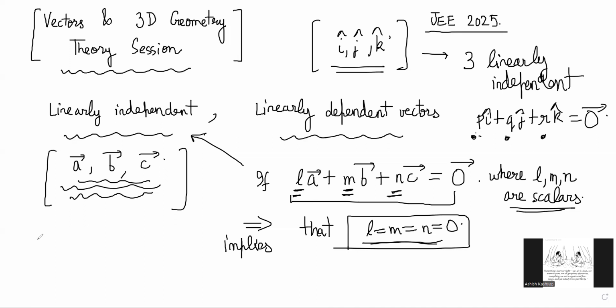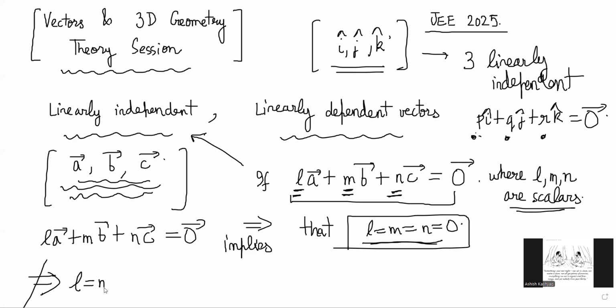For linearly dependent vectors, LA plus MB plus NC equal to the zero vector does not imply that L is equal to M is equal to N is equal to zero. Basically, in this case, there will be a way in which L, M, N are not all zero. One of them is non-zero, and still you are able to arrange them in such a way that they add up to zero.